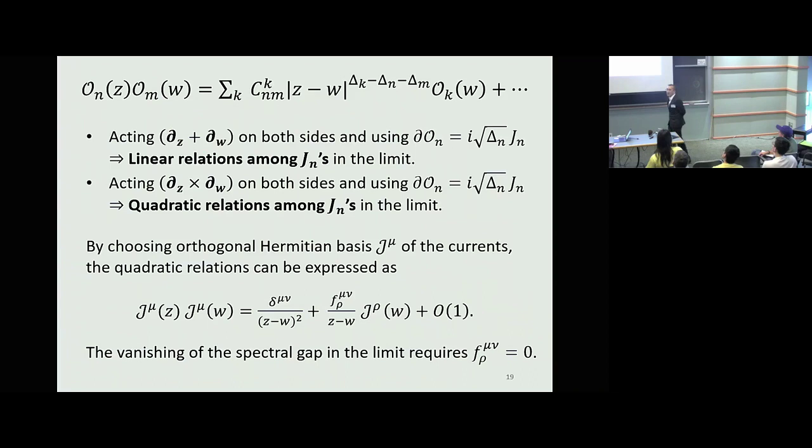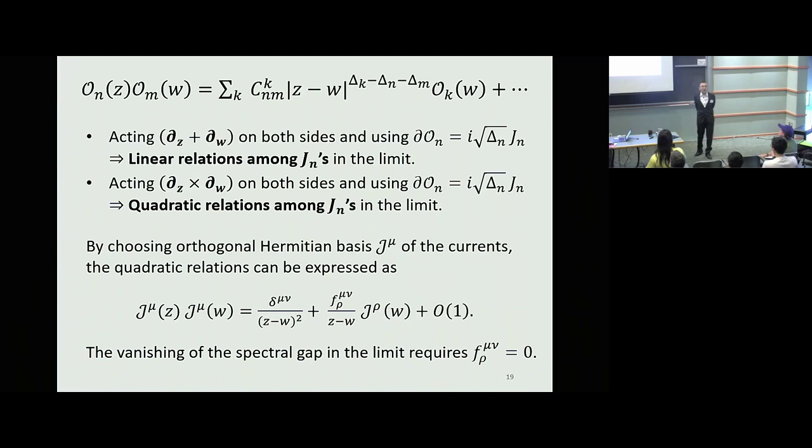Since there is a linear relation between them, you can consider finding the orthogonal basis for this linear operator, and let's call that J mu. And then, since you have a quadratic relation, the only consistent form of this quadratic relation is like that. Now, if you assume unitarity of the conformal field theory, and if you normalize J to be like Kronecker delta, then you have to conclude, by consistency of the algebra, that F mu nu rho has to be either zero, or the structure constant of a compact semisimple Lie algebra.